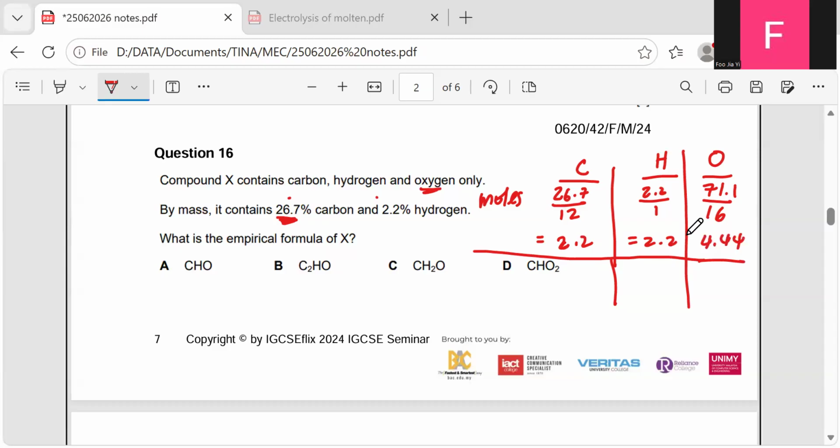Did you get 2.2, 2.2, 4.44? So what you do for empirical formula is divide by the smallest number, which is 2.2. You will get a ratio of 1 to 1 to 2. Because it's 1 to 1 to 2, the answer is D, CHO2.